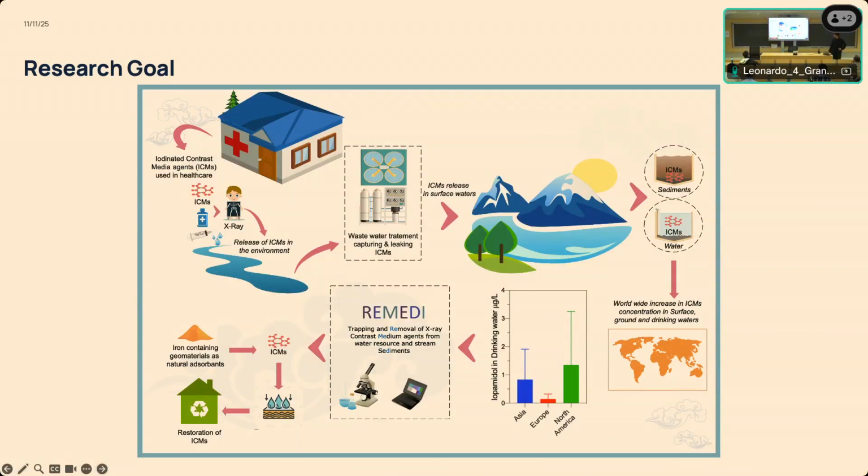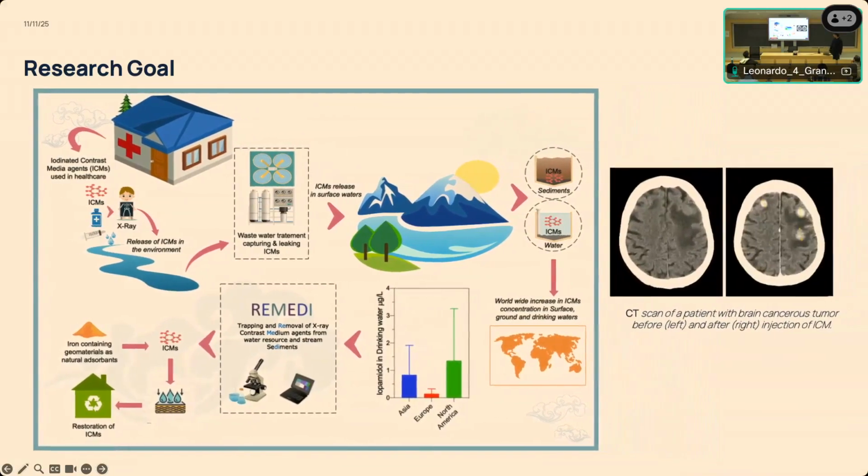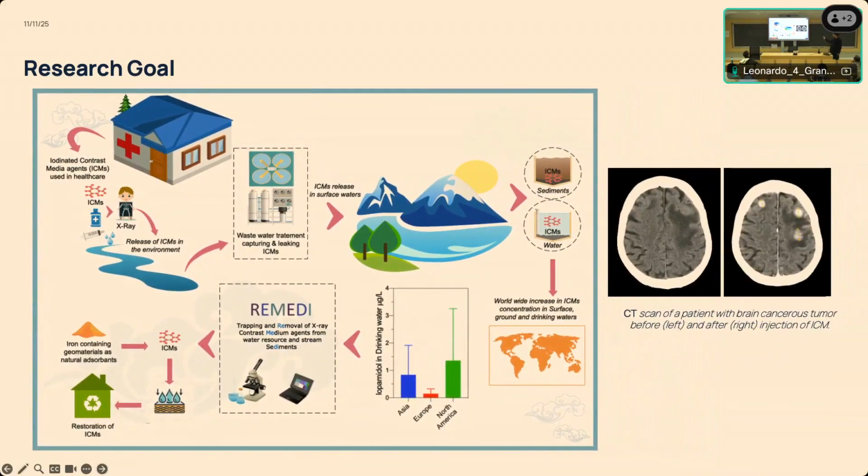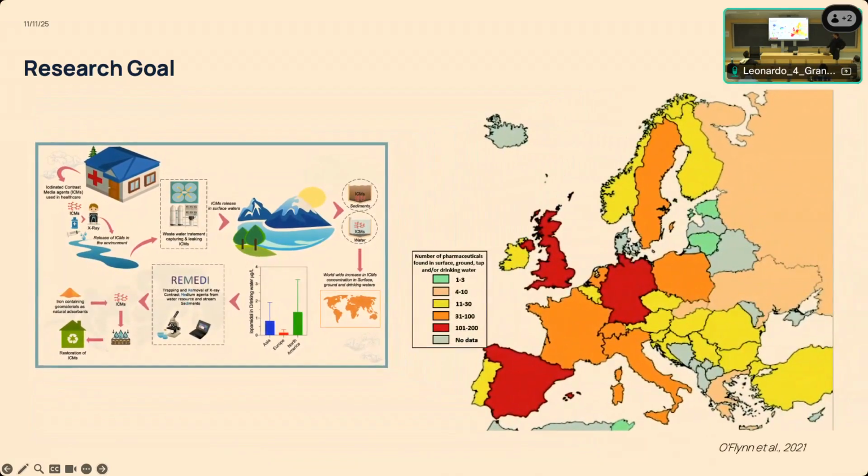So I started with this challenge of iodinated contrast media agents in the environment. Some of you might not know what they are. They are a big family of pharmaceuticals widely used in the medical industry, mostly for X-ray and CT scan imaging. Here you can see a CT scan before and after the injection of contrast media, where the brain cancer tumor is clearly visualized. Every year almost 300 metric tons of ICMs are released into the environment.